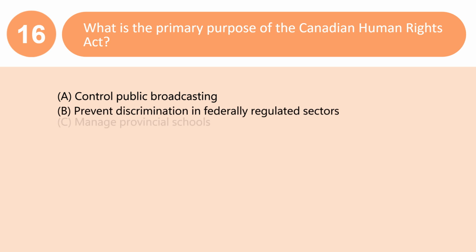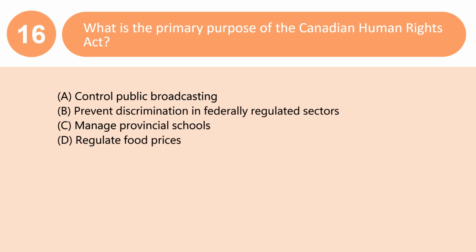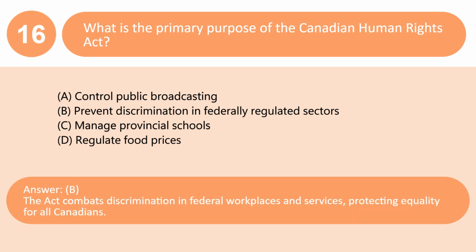What is the primary purpose of the Canadian Human Rights Act? A. Control public broadcasting. B. Prevent discrimination in federally regulated sectors. C. Manage provincial schools. D. Regulate food prices. Answer, B. The Act combats discrimination in federal workplaces and services, protecting equality for all Canadians.